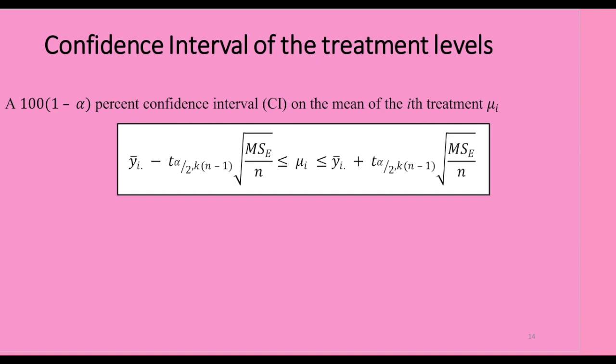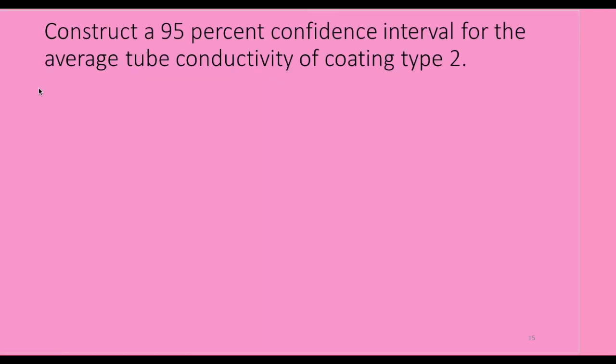Okay, you might also be asked to calculate the confidence interval of the treatment levels. And I would like to bring your attention here. This would be Ni, depending on the observation of the treatment, and this would also be Ni. So the question says calculate a 95% confidence interval for the average tube conductivity of coating type 2, so mu 2.